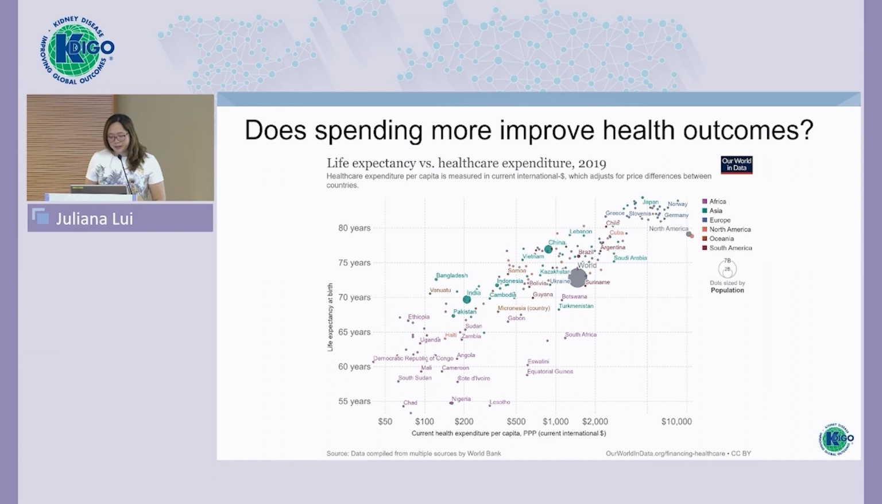So, does spending more improve health outcomes? The answer to this question isn't quite clear-cut. In this graph, we have life expectancy on the y-axis, and on the x-axis, we can see how much each country spends per person on healthcare, adjusted for cost of living. At the most right, you can see that North America actually spends the most, though it does not achieve the highest life expectancy. And developing African countries spend similar amounts, but achieve varying life expectancies on the left bottom.